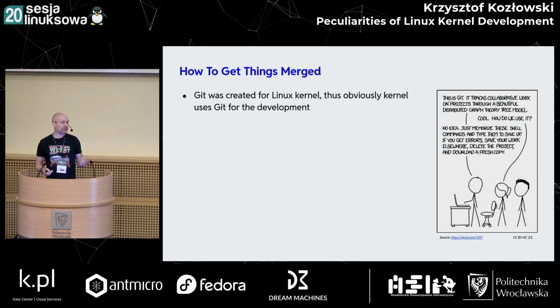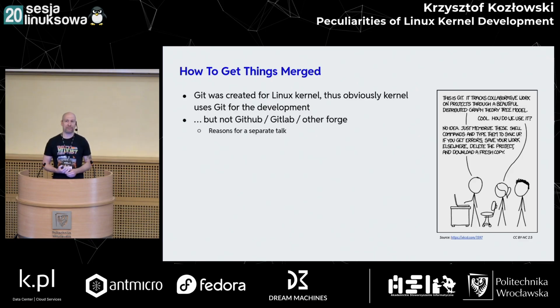Git was created for the Linux kernel by Linus Torvalds, obviously, right? So we use Git. However, we don't use anything like GitHub or GitLab or other forge. We do have a centralized place where the Git is stored. This is kernel.org. But we kind of treat it as a way to exchange the code. We don't have one place like GitHub or GitLab. And the reasons for this are quite complex. These are things for another talk. Simplifying, because we want things to be decentralized and vendor independent.